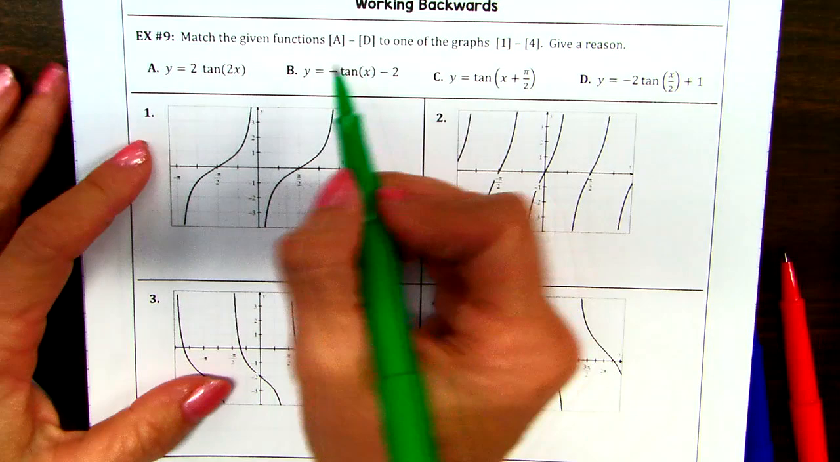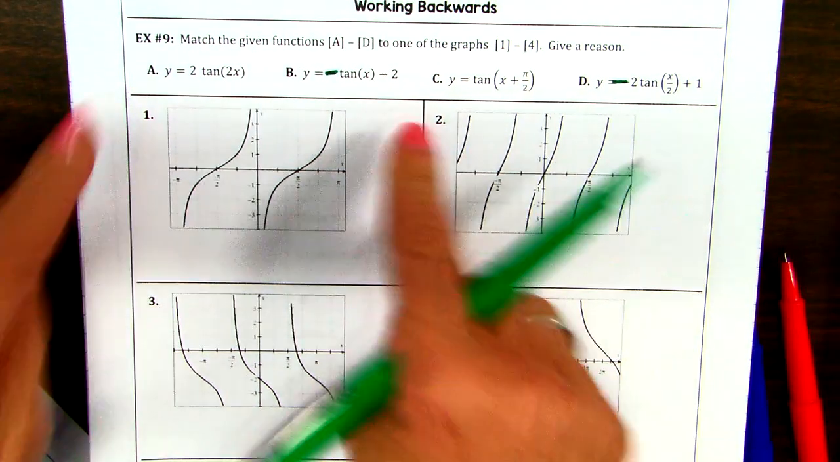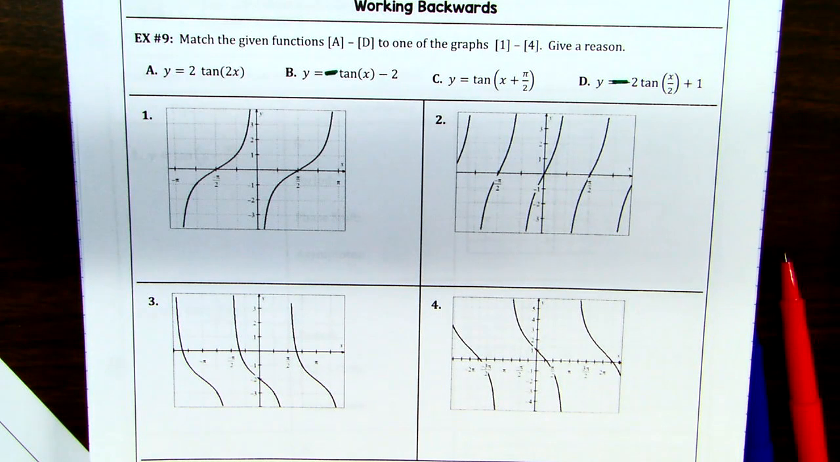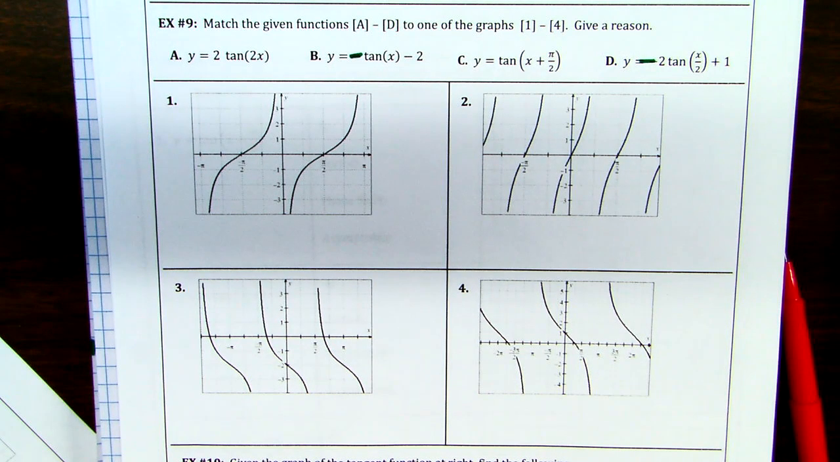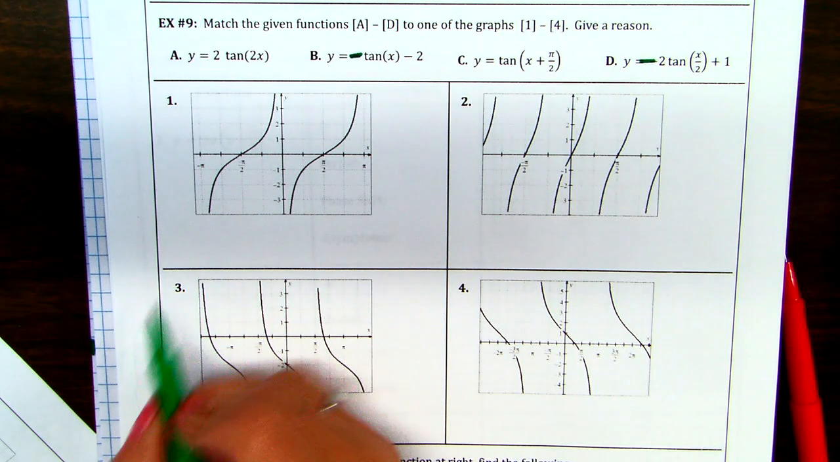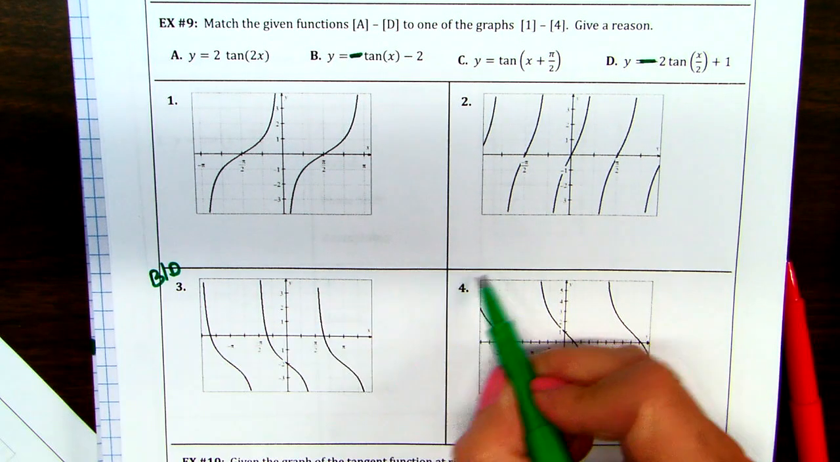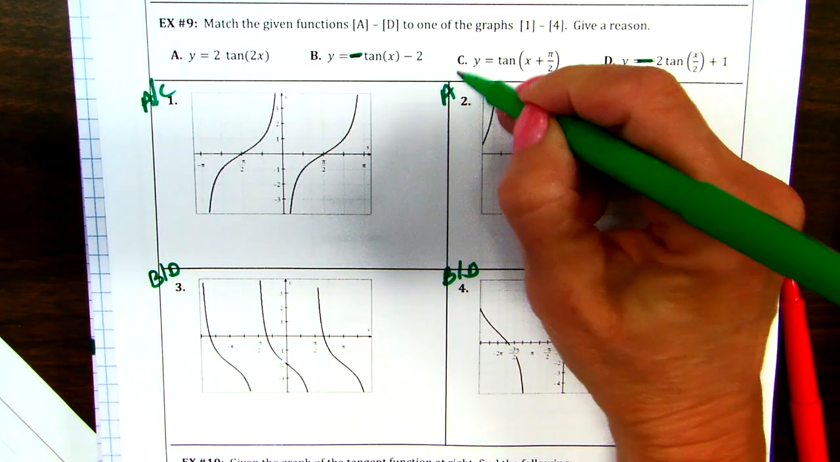For example, both B and D are negative, where A and C are positive. So right there, I've got a 50-50 chance, if I know that about the graphs. So which graphs are negative? 3 and 4, right? These two have to be either B and D. These are B and D, have to be. And these would be A or C by default.